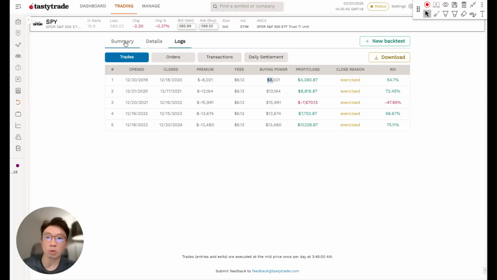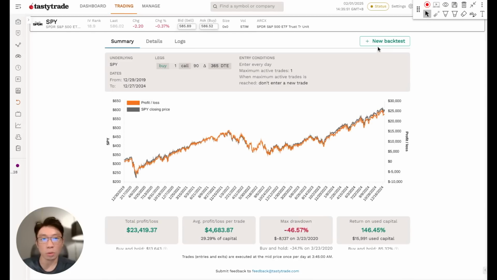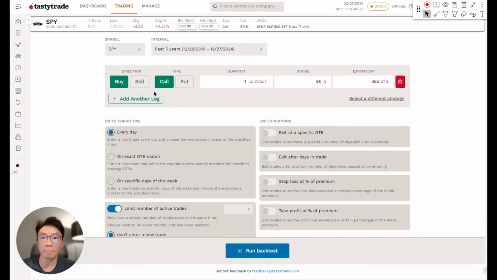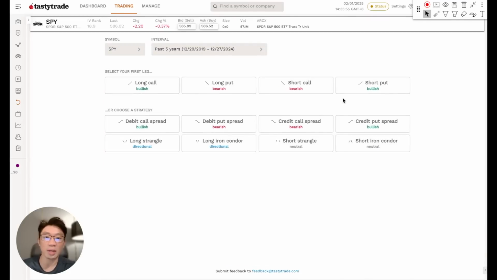Now let us try another backtest strategy and see how it goes. Let's go to new backtest again, and this time let us try the bull put spread. This is the put credit spread, and let's see how the result is for the put credit spread. Let us go to this over here. You can see credit put spread.